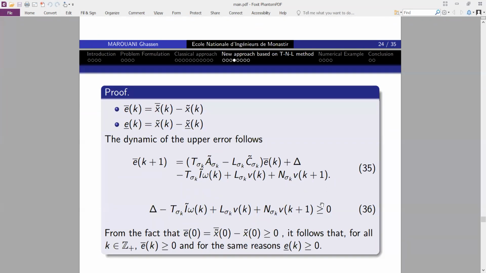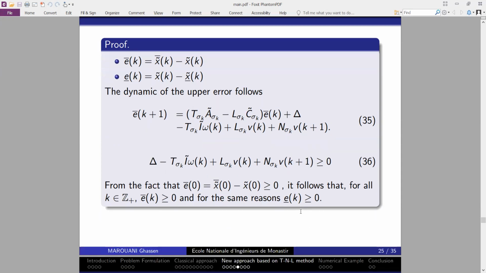So we have this expression. From the fact that the upper error at Q0 is greater than 0, it follows that for all Q the upper error is positive, and the same reasoning proves that the under error is greater than 0.